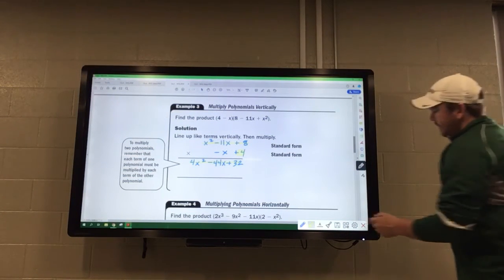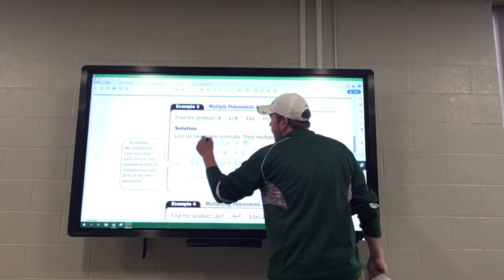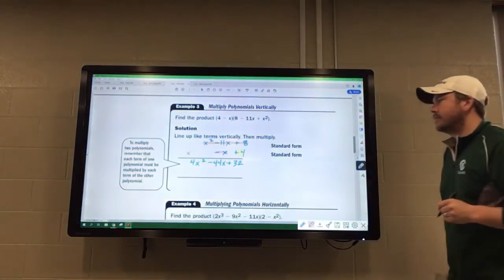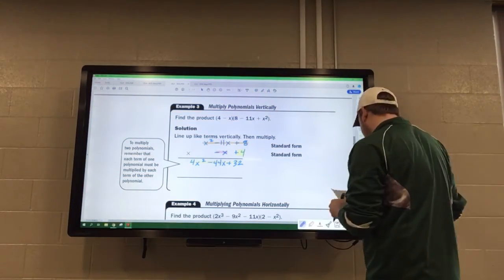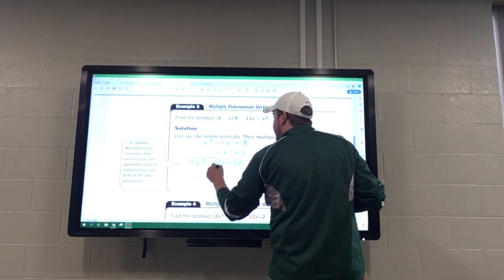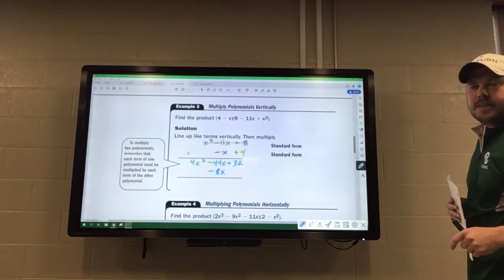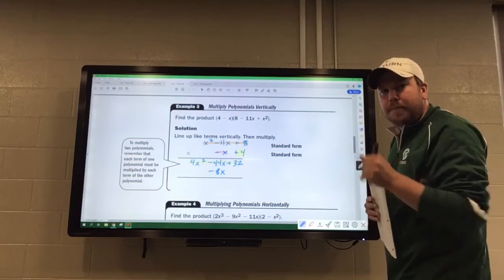Now what we need to do is we need to take that negative x and we need to multiply it by everything. So, negative x times 8 is negative 8x, and notice that I put it underneath my existing x term there. Okay, it helps to line them up. It'll help when we're combining like terms later.